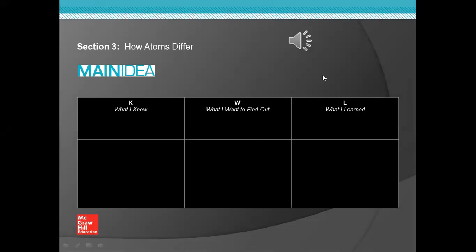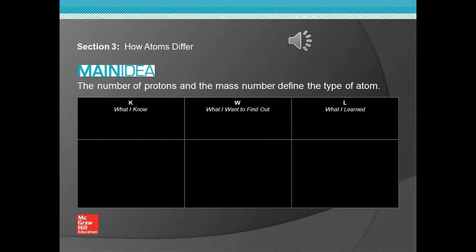How Atoms Differ, as the number of protons and mass number define the type of atom. As we said before, any atom has two numbers. The number below is called atomic number, and the number above is called mass number. And we said, what's meant by atomic number? Do you remember, Hussam? What's meant by atomic number? Do you remember? No. Okay.